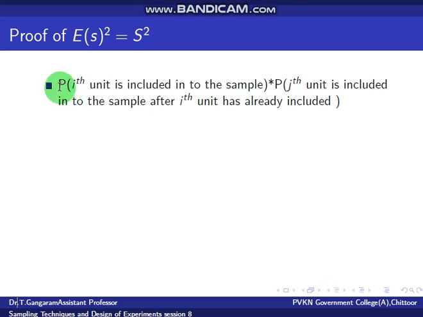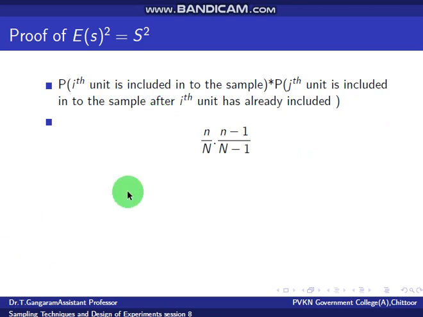Here, probability of ith unit is included in the sample into probability of jth unit is included into the sample after ith unit has already been included. This is the conditional probability.